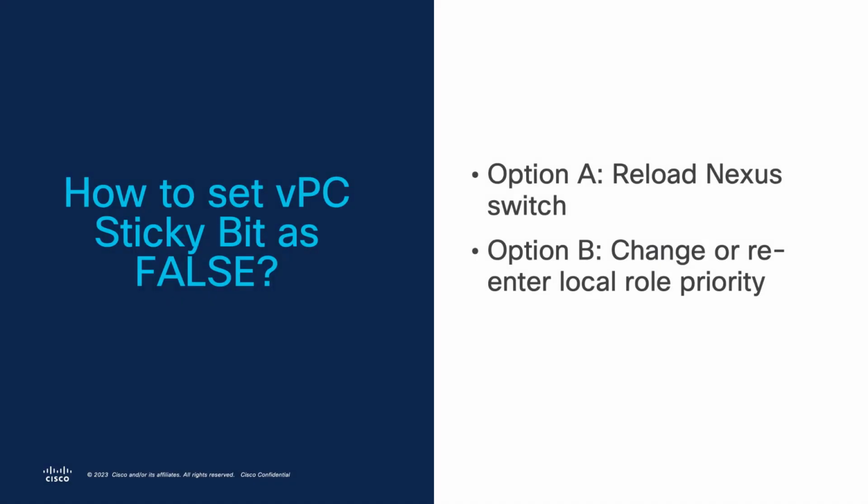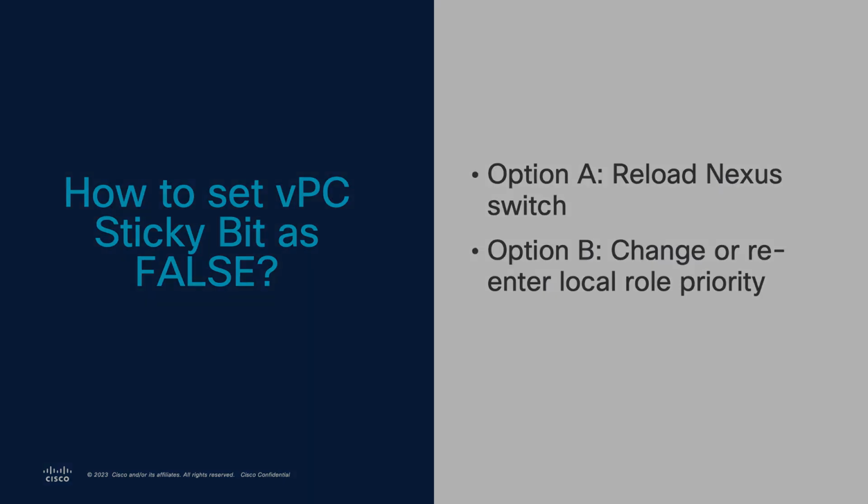In case you want the vPC sticky bit set as false, you have to select one of these two options. Option A, reload the Nexus. Option B, change or re-enter the local role priority.